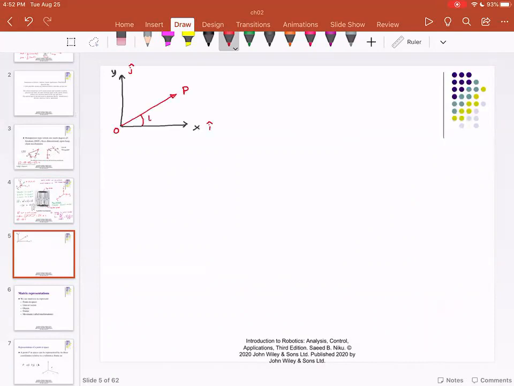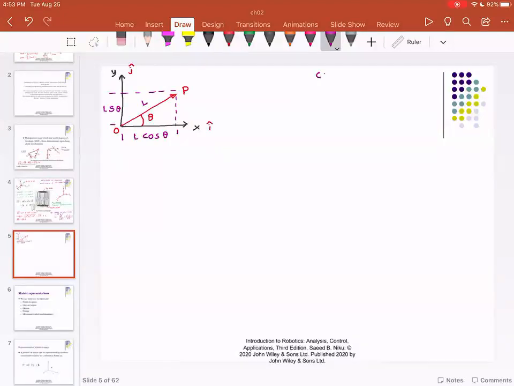This angle is theta. What I want to do is find the projection of this vector onto the x-axis. If this distance is L, the projection is going to be L cosine theta. If I were to find this projection, it is going to be L sine theta.